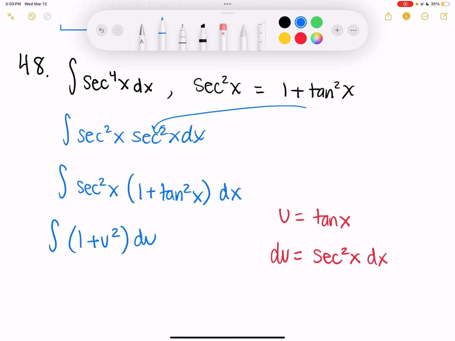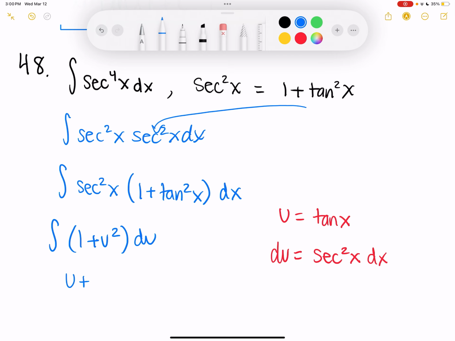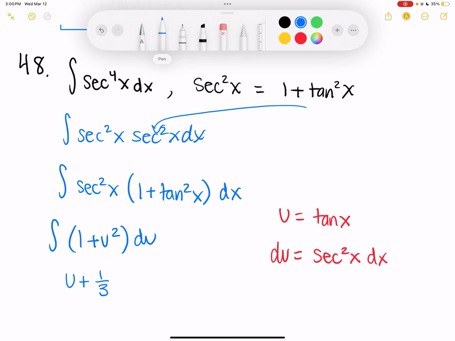Thanks, I guess. The antiderivative of this is u plus 1/3 u cubed. And now I simply just plug back in.